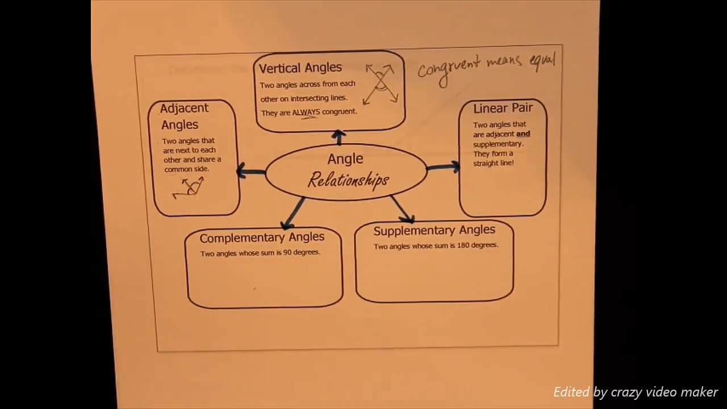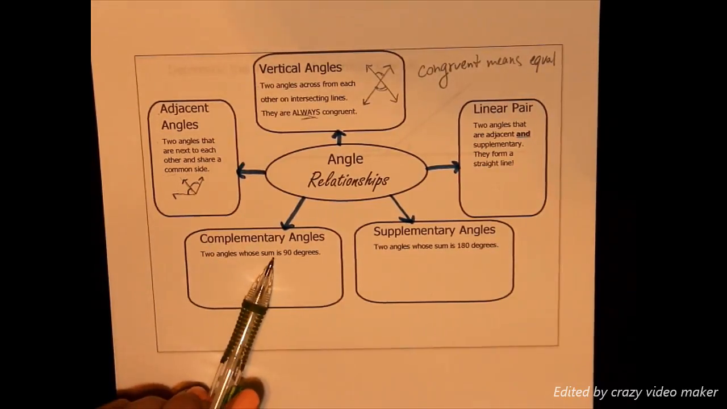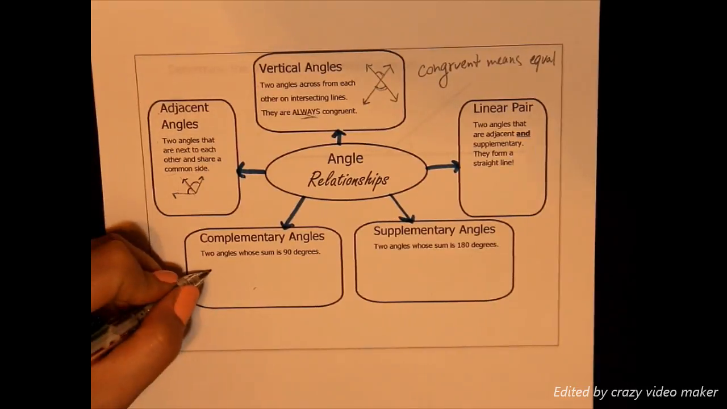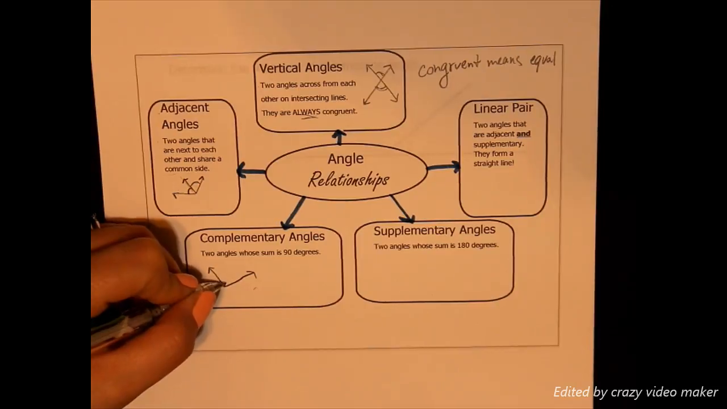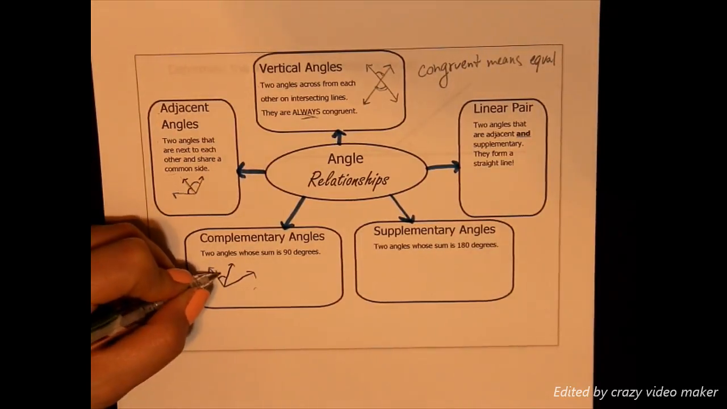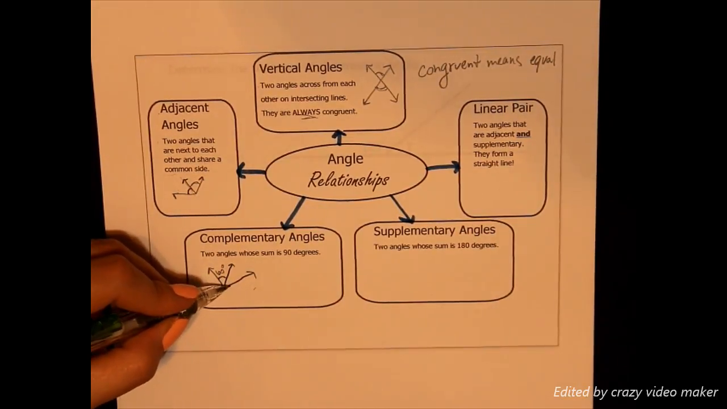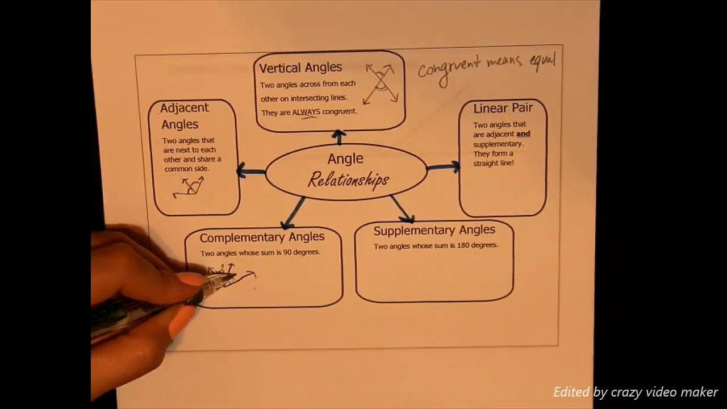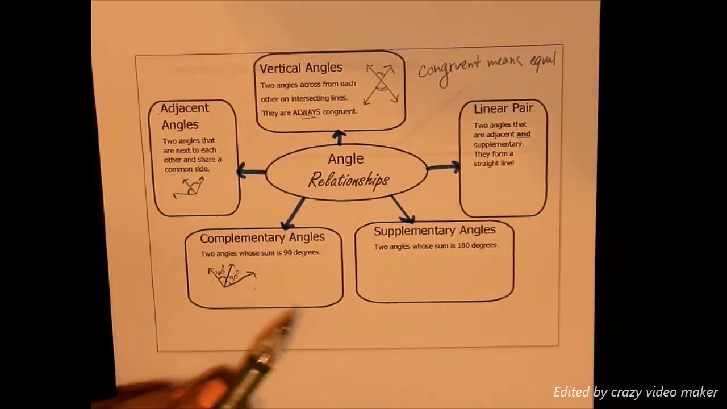Our next one will be complementary angles. Complementary angles are 2 angles whose sum is 90 degrees. So you can take 2 angles right here, and let's say this first one is 60 degrees. Well, what would you add to 60 to get 90? You'd add 30. So an angle that is 60 degrees and an angle that's 30 degrees, they are complementary because they add up to 90.